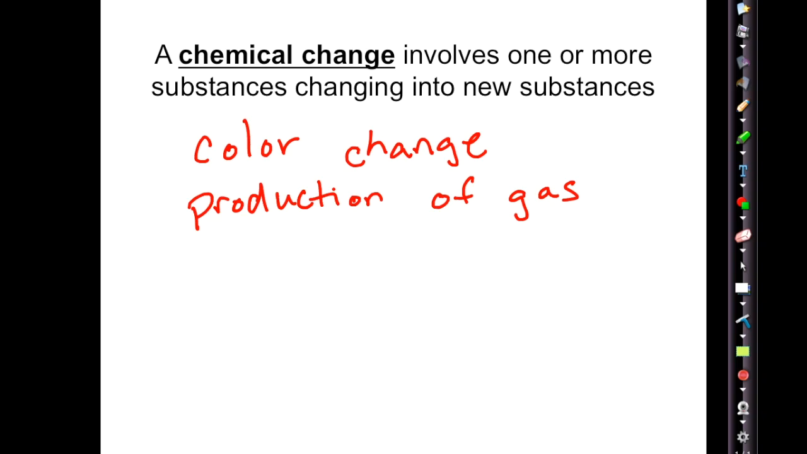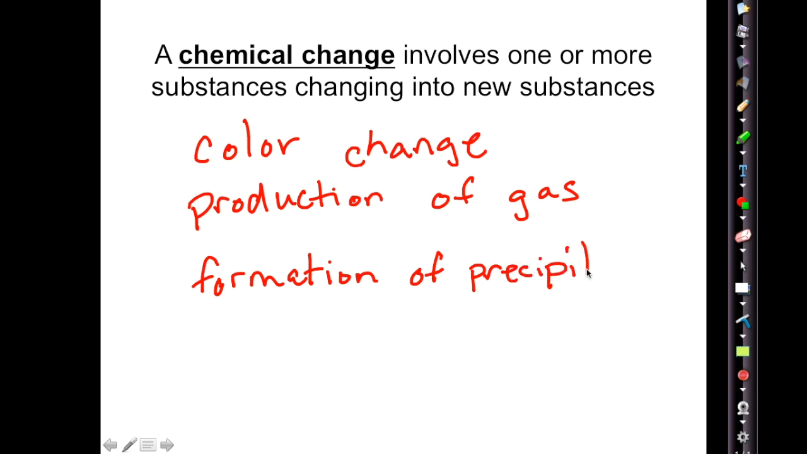We also could have formation of what we call a precipitate. Now, a precipitate is a solid substance that's formed when we mix two solutions. And this all depends on solubility, but the formation of a solid precipitate is an indication that a chemical change has occurred. We could also see production of heat.